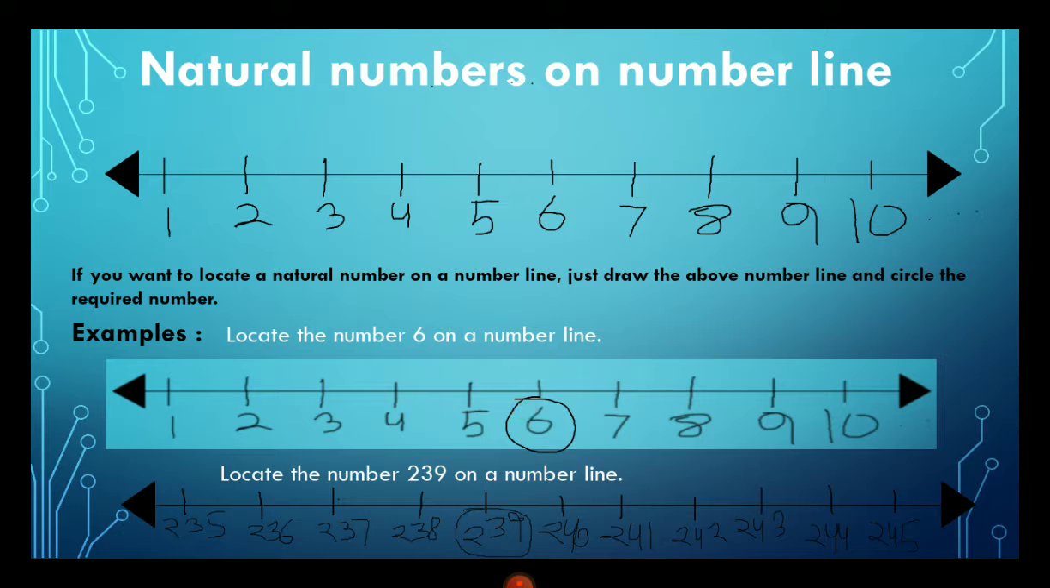Okay? But now let me give you a tricky question. Locate the number 239 on a number line. How will you locate? Will you write from 1 till 239 and circle it? No. You will write from the middle: 235, 236, 237, 238, 239, 240, 241, 242, 243, 244 and 245 and so on. You will put 3 dots here and 3 dots here and then circle 239. Okay?